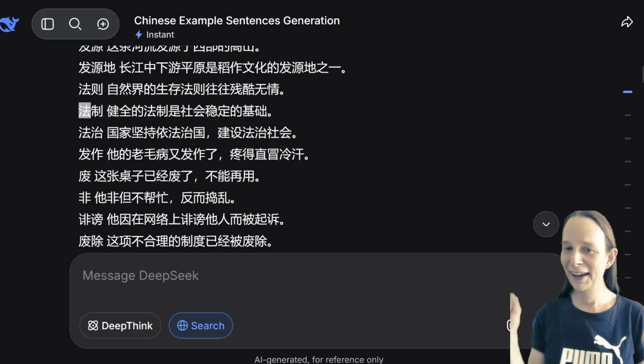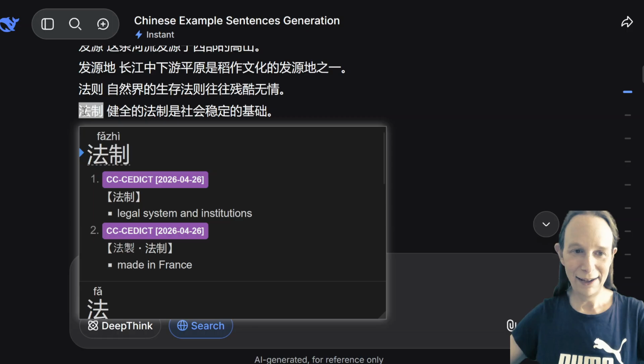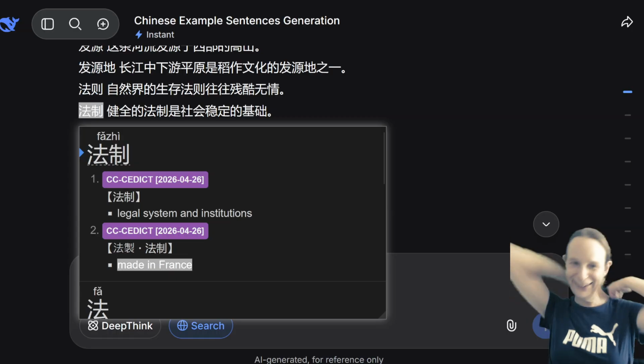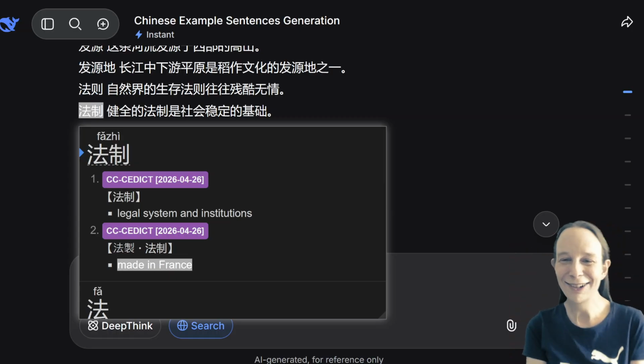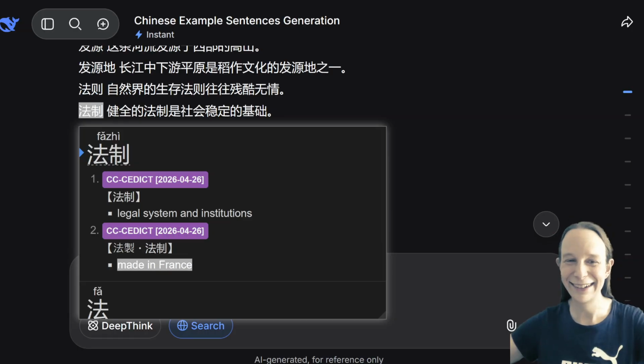So 法, 司法, 法律. One of those. It's like a legal system. Legal system institution made in France. Yeah, that's true too. 法国制造, made in France. Yeah, technically true.